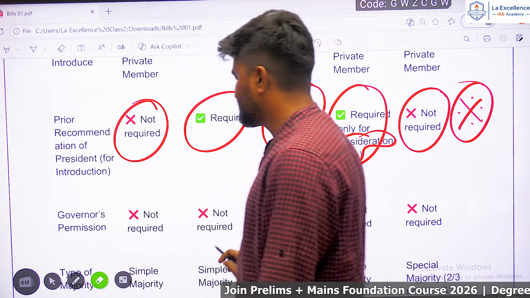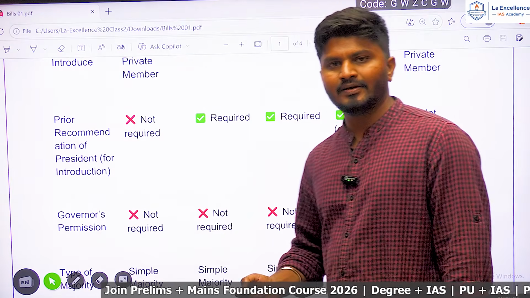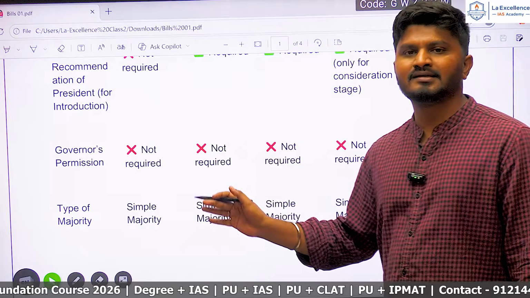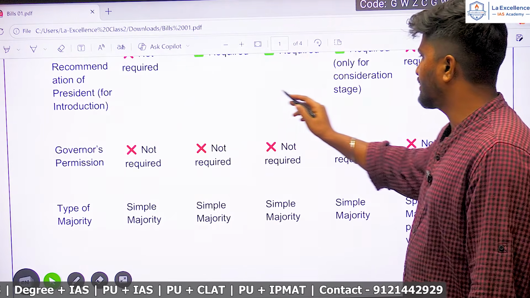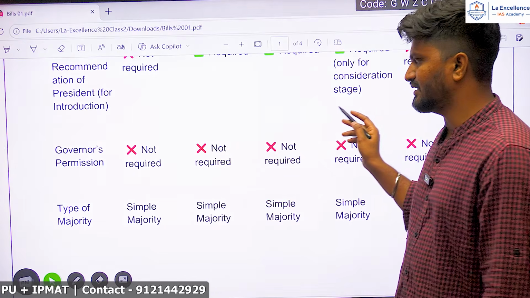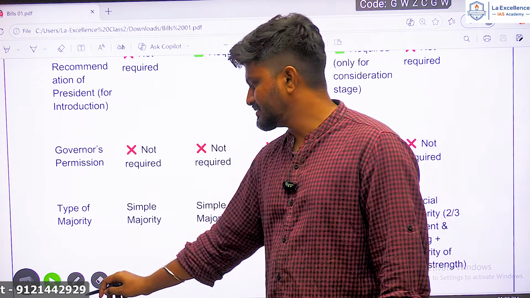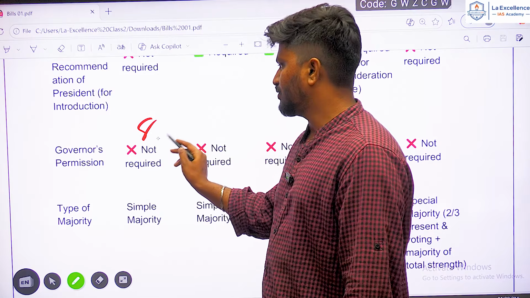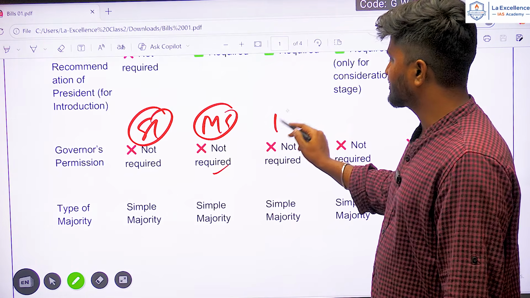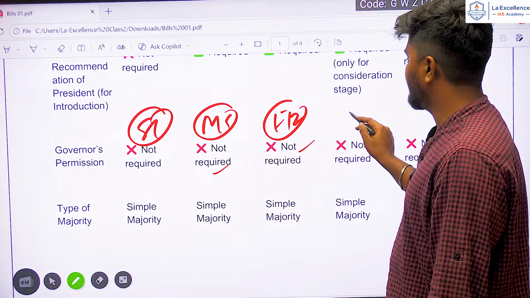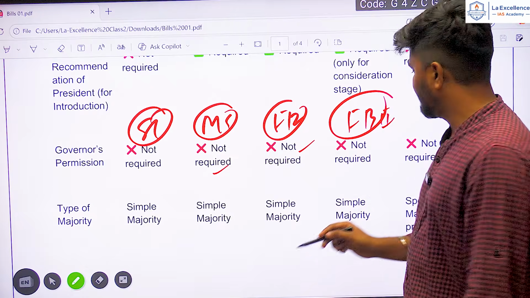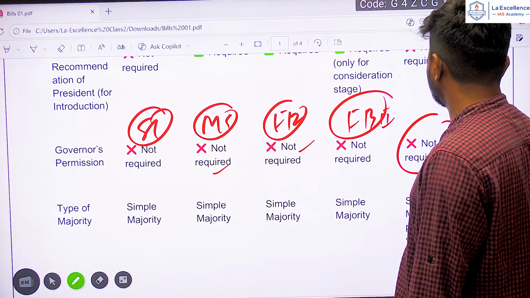And whenever these bills are introduced at the parliamentary level, governor's permission is not required. When it comes to state, again it follows the same format as the president. If at all we are going to introduce ordinary bills in state legislature, it is not required, but for a money bill in state legislature, it is required. Financial bill type 1 in state legislature, it is required. Financial bill type 2 in state legislature, required only in consideration stage. And amendment bills, anyways, they cannot be introduced in state at all.